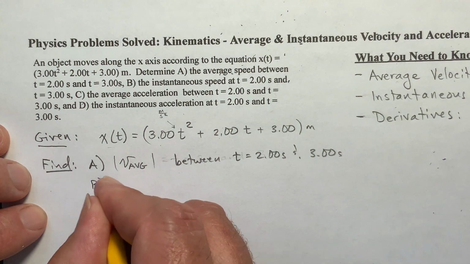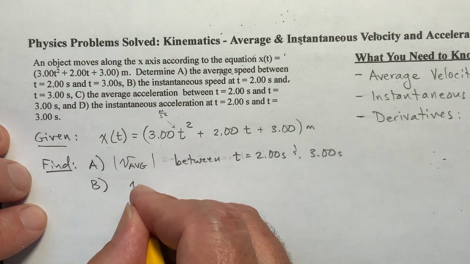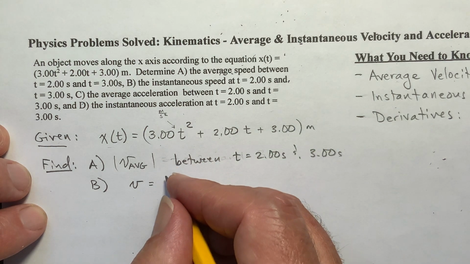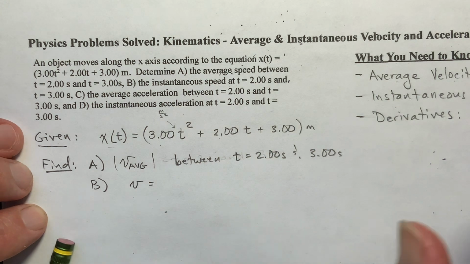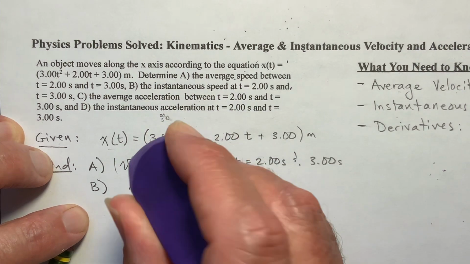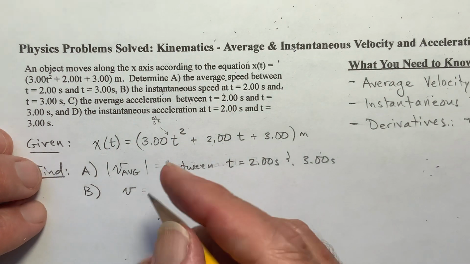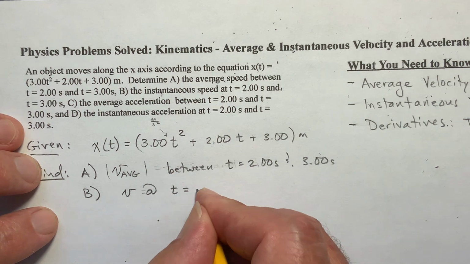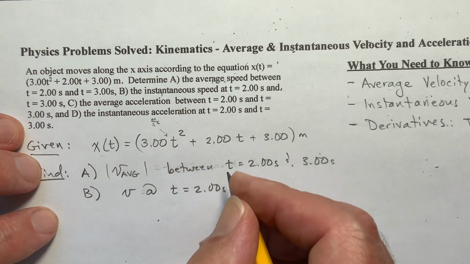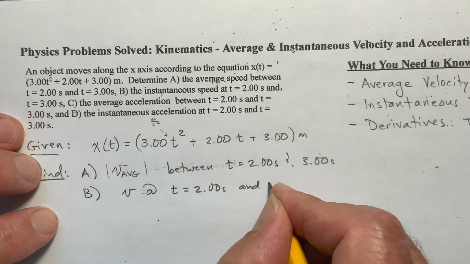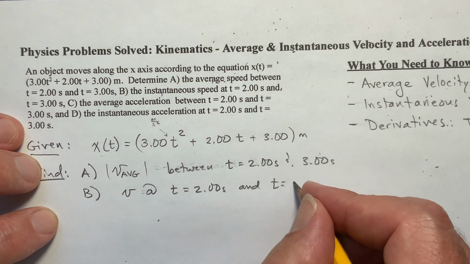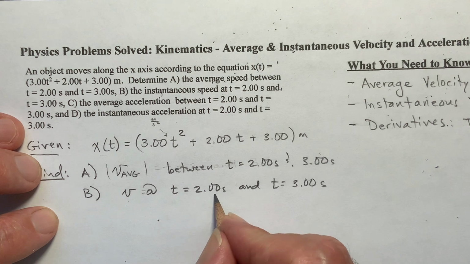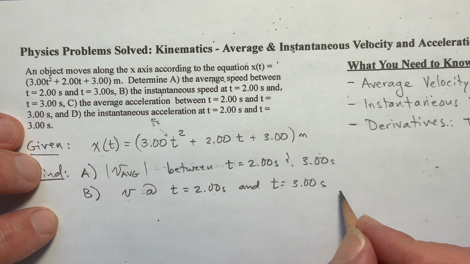Now for part B, we want the instantaneous velocity or speed at t equals 2.00 seconds and t equals 3.00 seconds. So we want the instantaneous velocity at 2 seconds and the instantaneous velocity at 3 seconds.